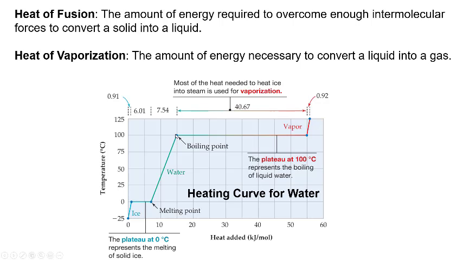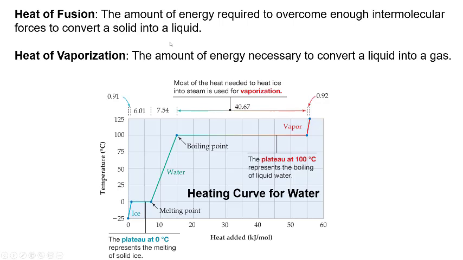And then, as we're boiling off that water, we need to add an absolute ton of heat in order to convert all of that liquid water into water vapor. And so that boiling water, even though we're adding more and more heat, is going to maintain that 100-degree boiling point temperature. And so these two different flat portions of our heating curve, we can give specific names. So this first one is called the heat of fusion, which is the amount of energy required to overcome enough intermolecular forces to convert a solid to a liquid. All right, so for melting.